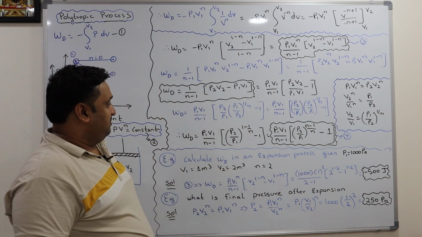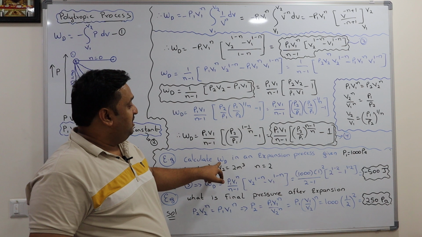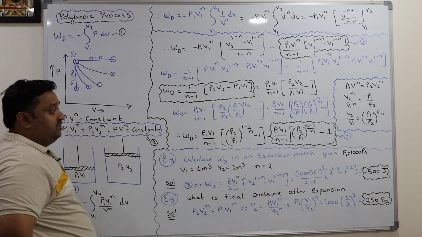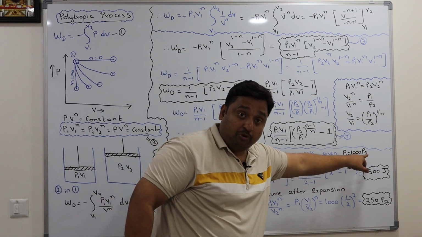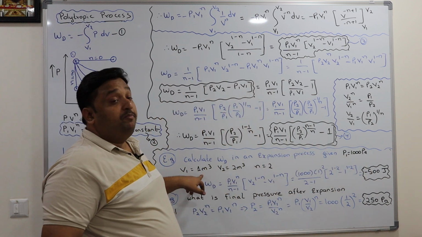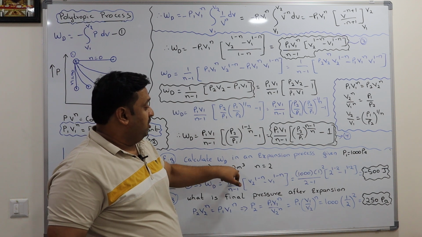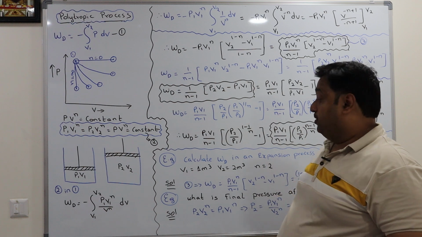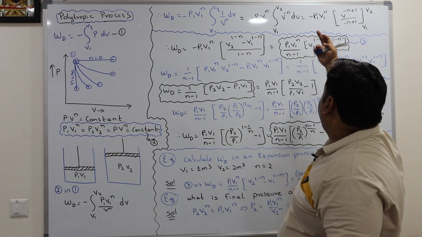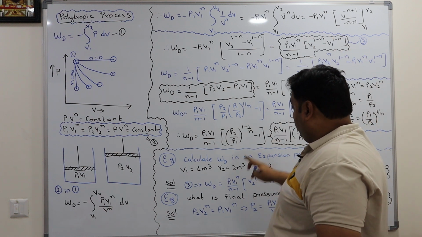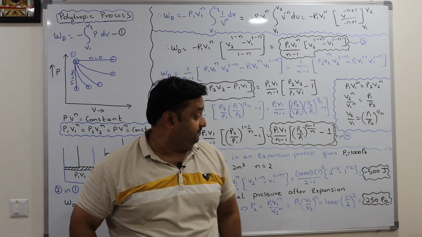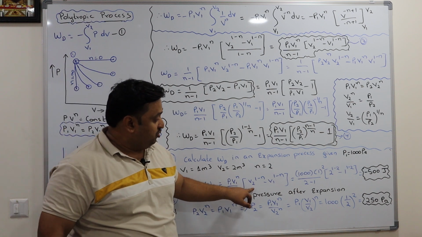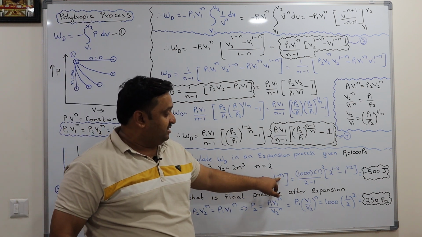Let us have some example. Calculate the displacement work in an expansion process. Here to here is an expansion process. Given initial pressure is 1000, initial volume is 1 meter cube, final volume is 2 meter cube. The polytropic index is given as n equal to 2. If this is the case, let us use equation number 3 to find out the displacement work. So displacement work is equal to P1 V1 power n by n minus 1 into V2 power 1 minus n minus V1 power 1 minus n.